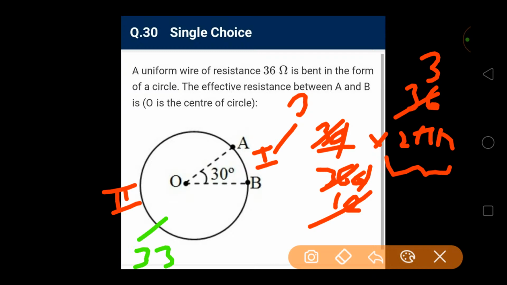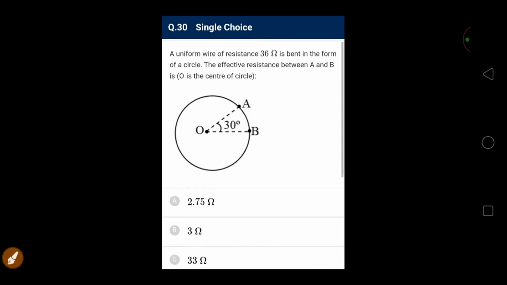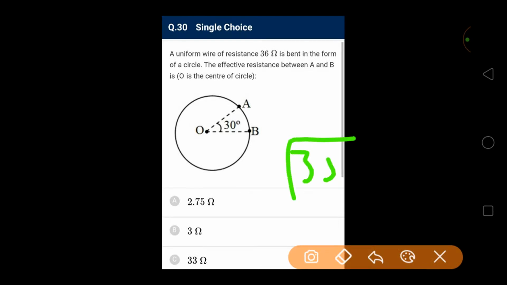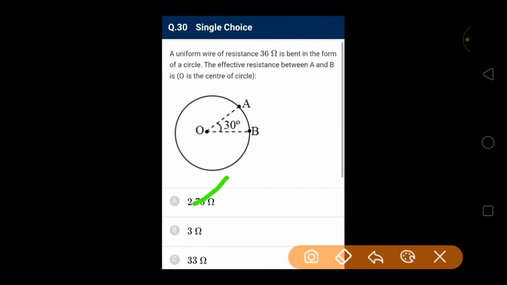Now these two are in parallel, because the potential is common, A and B. So 1 by 3 plus 1 by 33. So we can write 33 into 3 by 36, that is 33 by 12. So 33 by 12 means which one to choose? 12 threes are 36, so less than 3. So this comes out to be 2.75 ohm. So 31, A option.